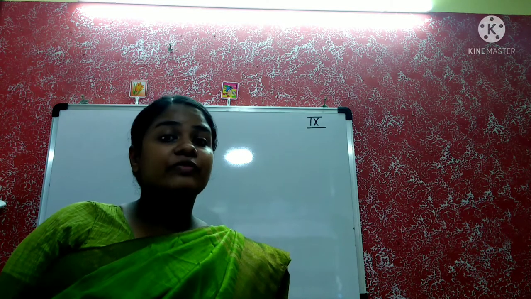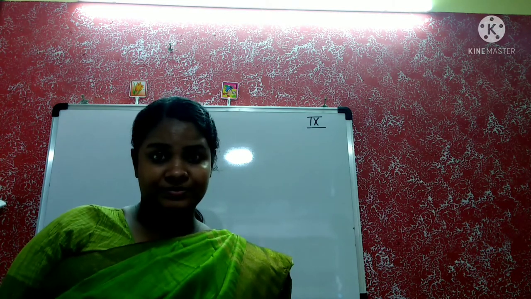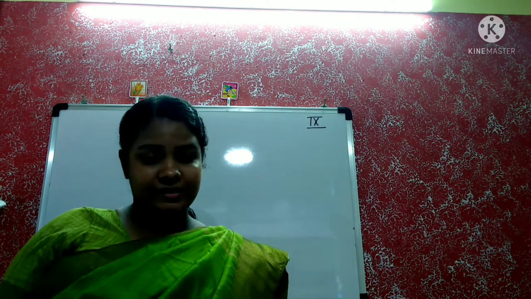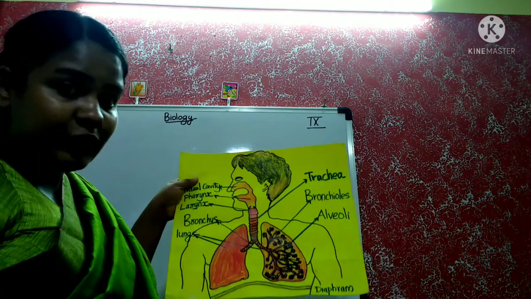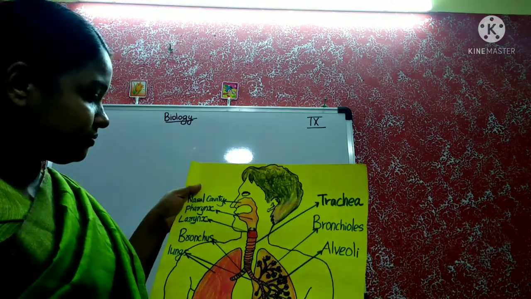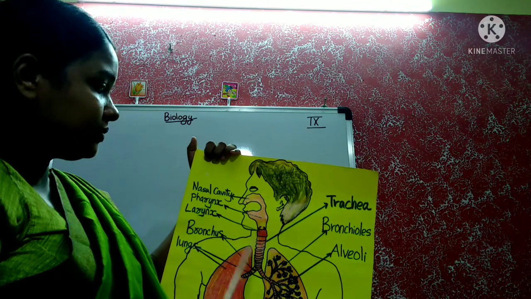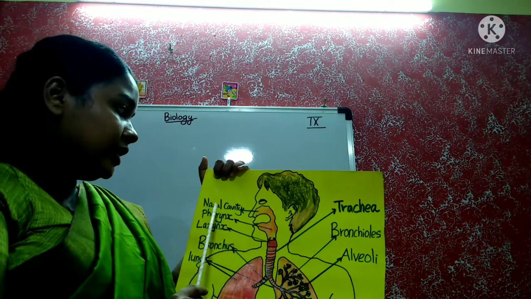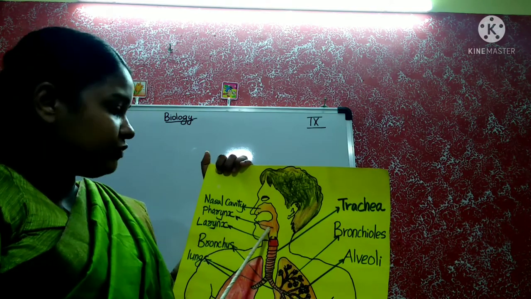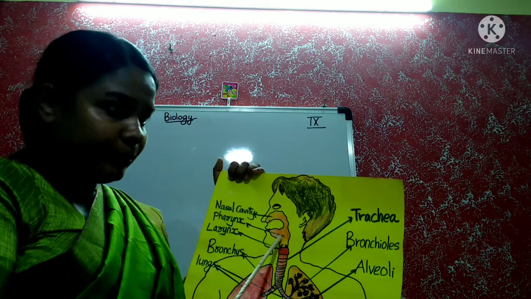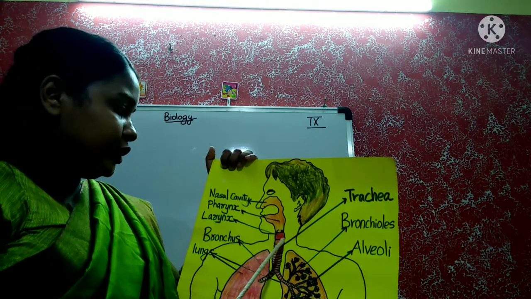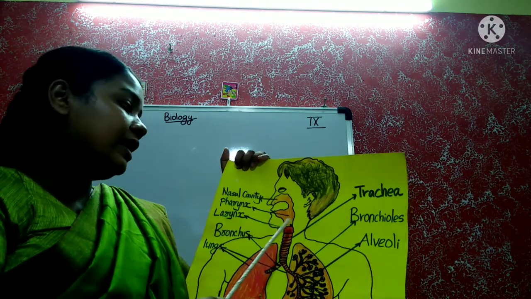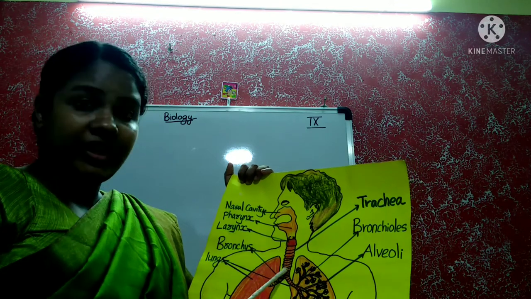Do you know the pathway of air into our body? That we learned in the previous class. Let us revise the topic. Can you see this picture? First, the air enters into our body through the nose or mouth. Then it quickly enters into the pharynx. Pharynx is our throat portion. Then it enters into the larynx. Larynx is the voice box of our body. Then the air enters into the trachea.